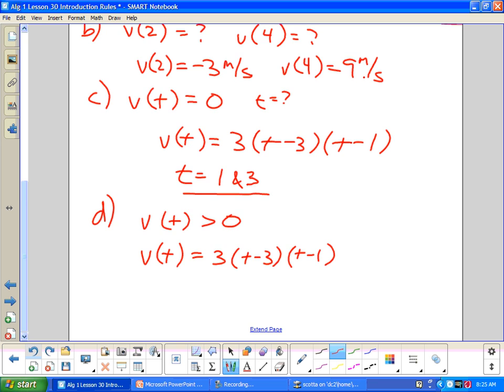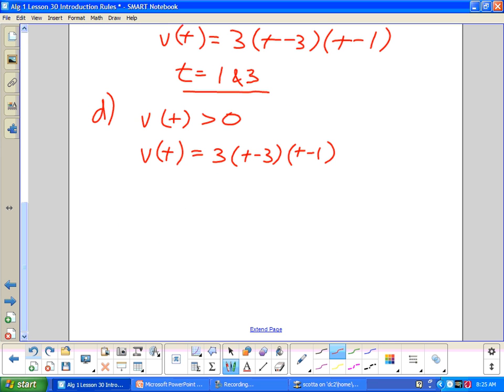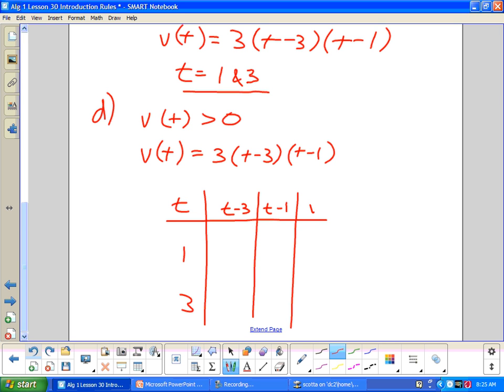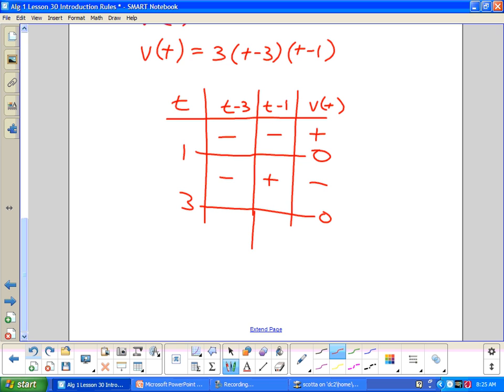Well, the easiest way I can do this is I can make a table. So I have time, and I know 1 and 3 are my special times. And I got t minus 3, I got t minus 1, and I have the resulting v of t. And I can ignore the 3, because it's positive. And we know this is 0, and we know this is 0. So at 2, this is negative, positive, this is negative. At less than 1, I get negative, negative, so it's a positive. And after 3 seconds, positive, positive, positive.